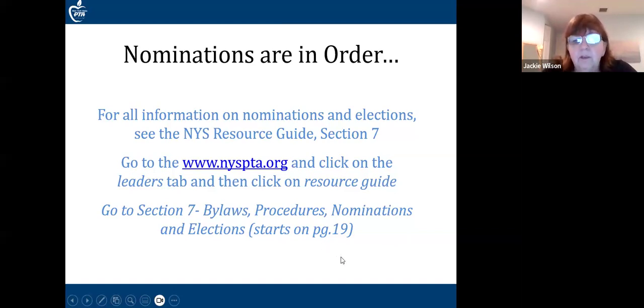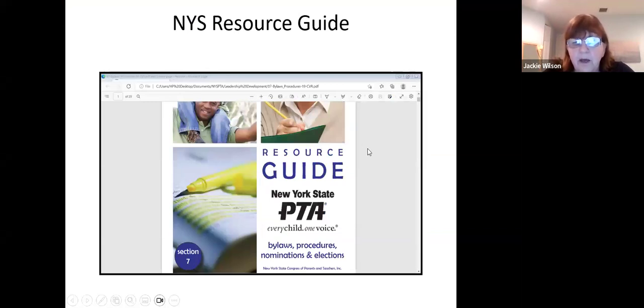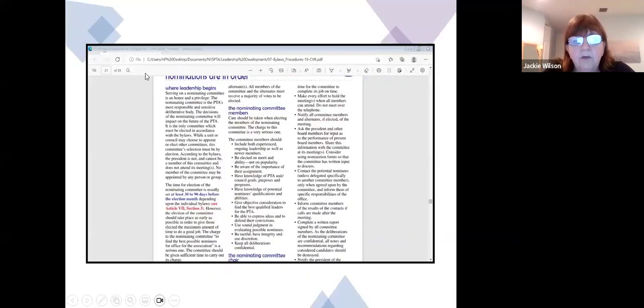And you go to www.nyspta.org and click on the Leaders tab, and then click on the Resource Guide. And you go into Section 7, which is Bylaws, Procedures, Nominations, and Elections. And it starts on page 19. There's the Resource Guide, front of Section 7, as you see here. And that's the title. And here is the section, nominations are in order, and this gives you where leadership begins.